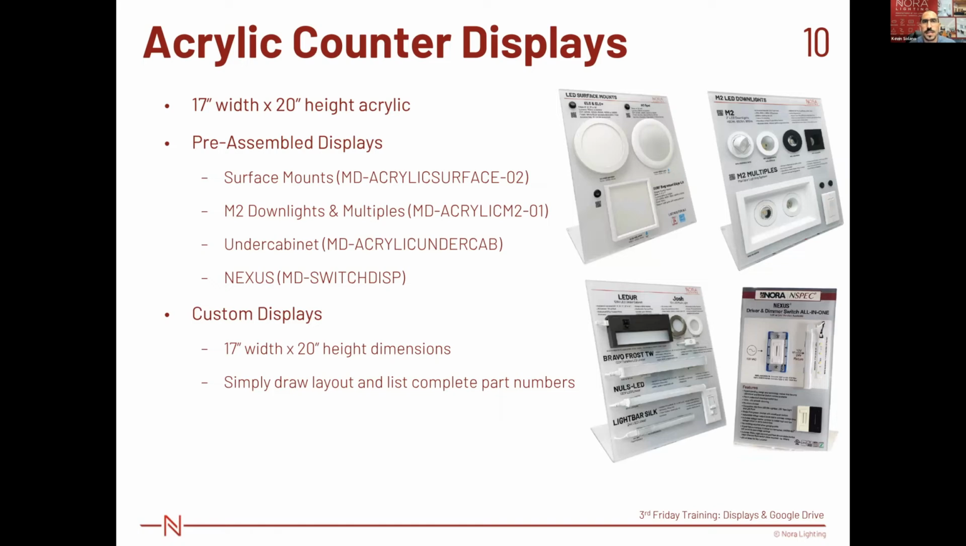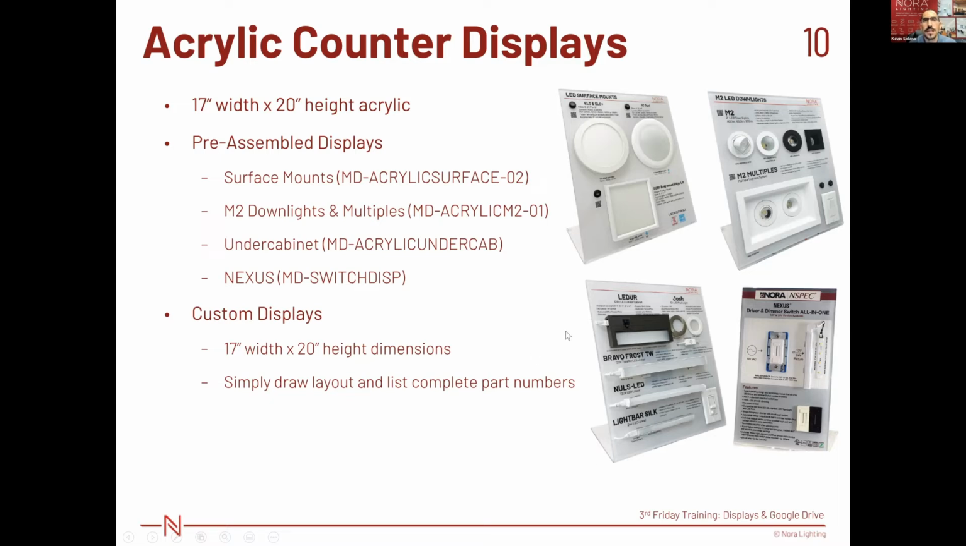And then our acrylic displays. This is what I kind of touched on. We have pre-built acrylics. These are for counters. They're about 17 by 20 inches high. We have 4 pre-built acrylics. The surface mount, which you see right here, includes the ELO, Opal, and Surf. And we have the M2, which are the downlights and the multiple. We have an under cabinet acrylic that shows all our under cabinet fixtures. And we also have a Nexus acrylic, which shows a light bar and our dimmer and driver in one.